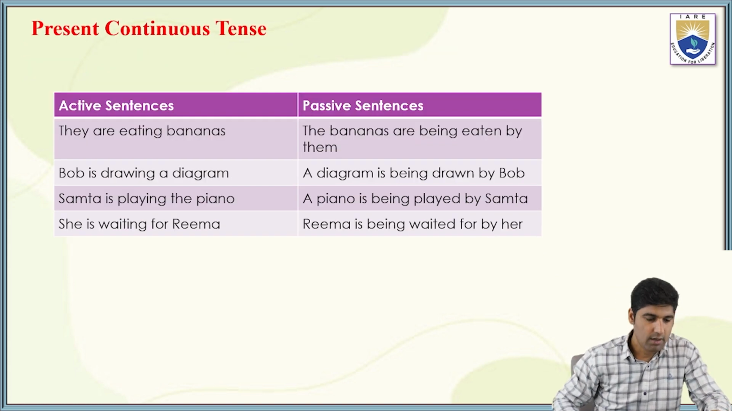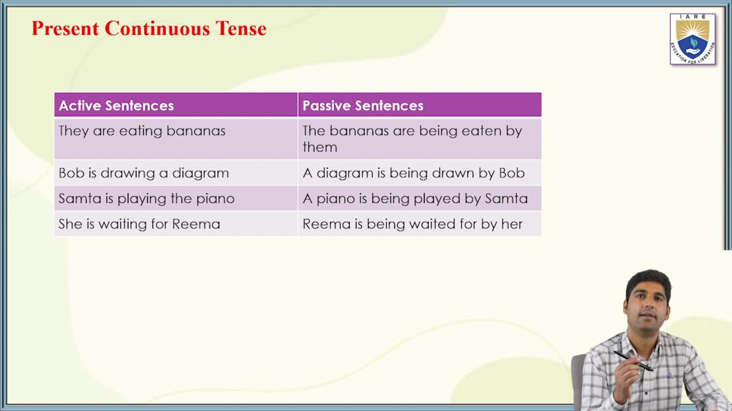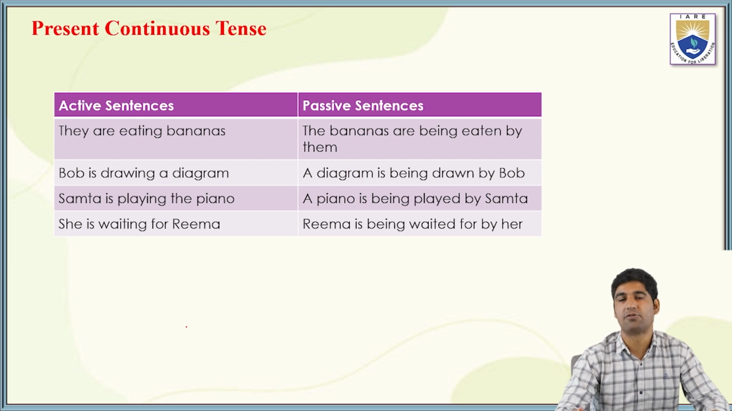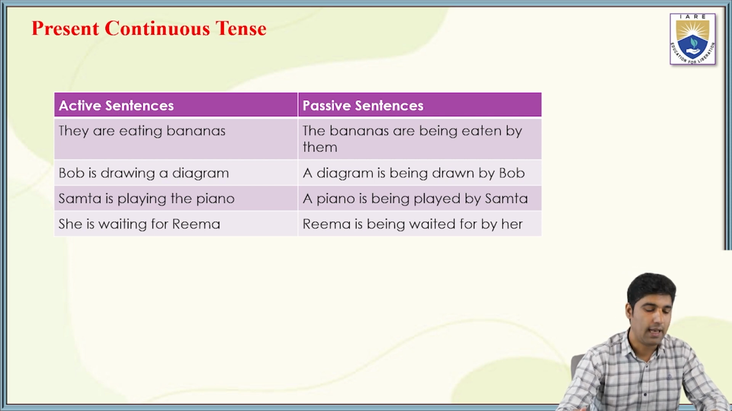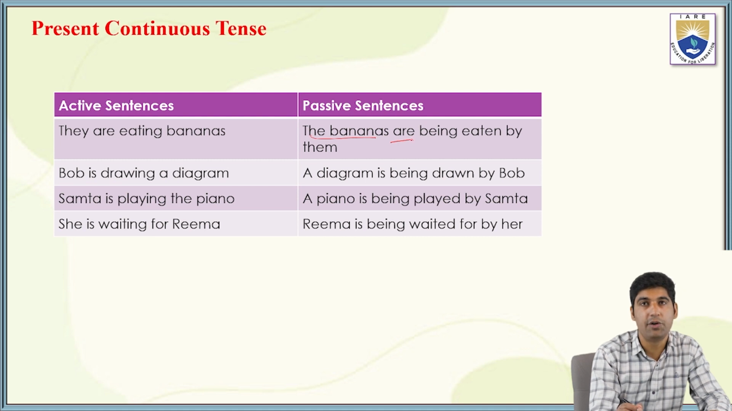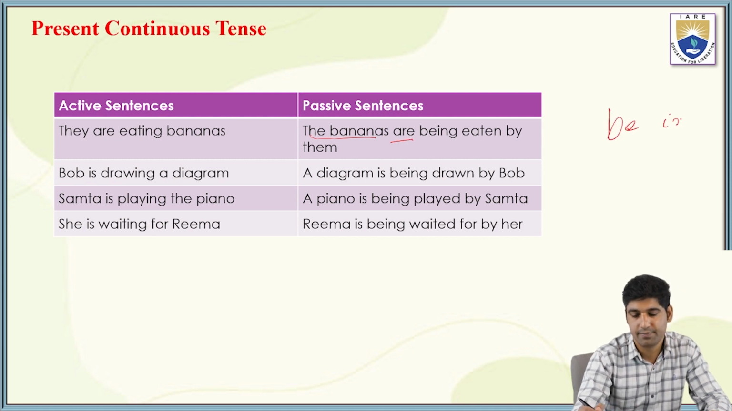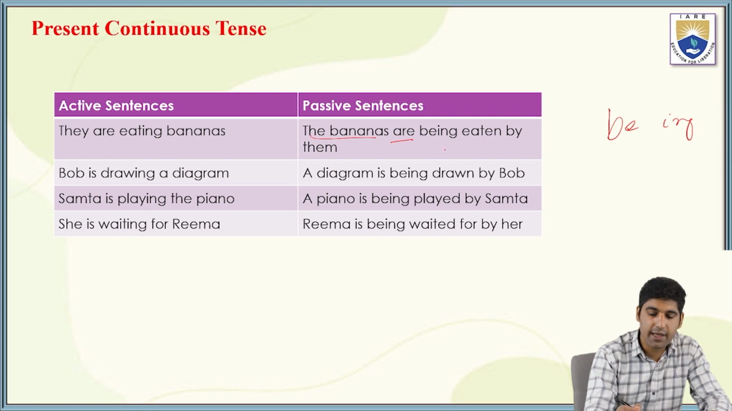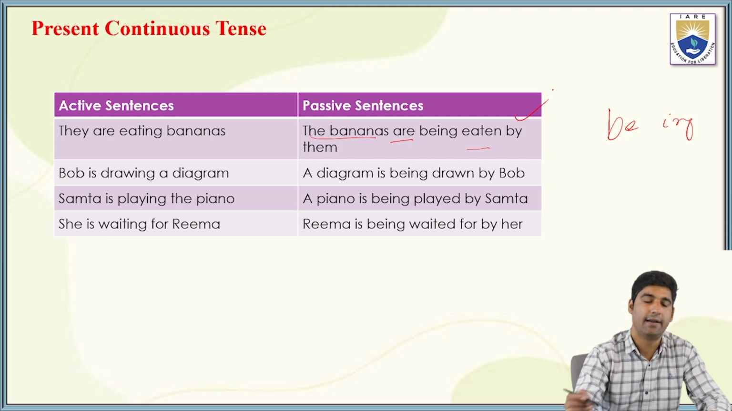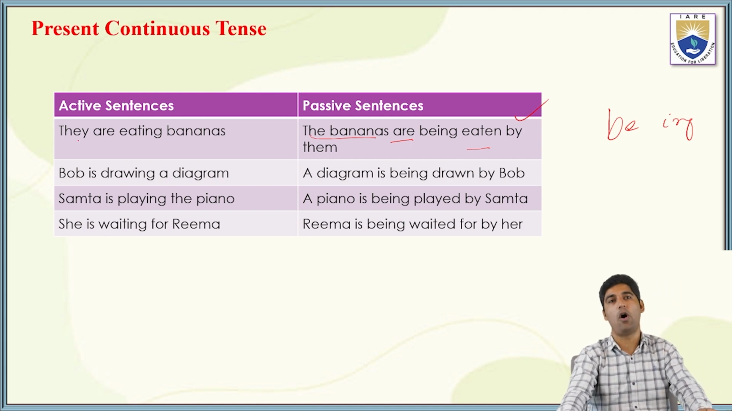Then we have present continuous tense. That is subject plus is, am, are helping verbs plus verb first form plus object. Like, they are eating bananas. So bananas is the object. It will become the subject, the bananas. Now its continuous form, are. When we have continuous, be becomes being. Are being, the verb is third form, eaten by them. So no change in the preposition, and they will be converted into them in the object form.